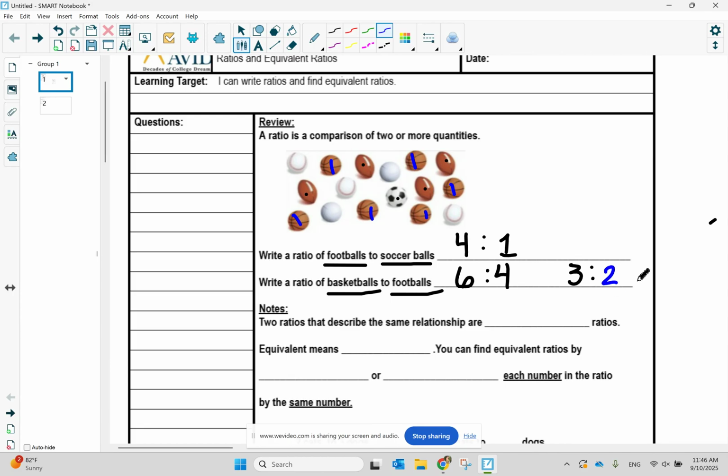You don't have to do that at this time. I'm not going to take points off if you don't do that part, but just know you can simplify ratios just like how you simplify fractions if you can divide them both by the same number.